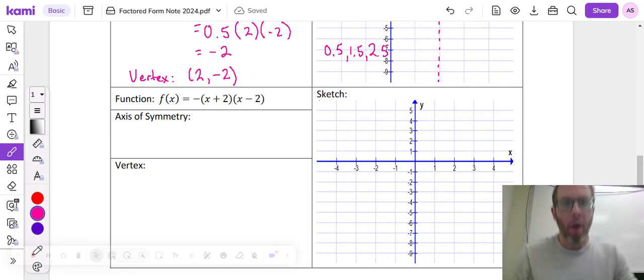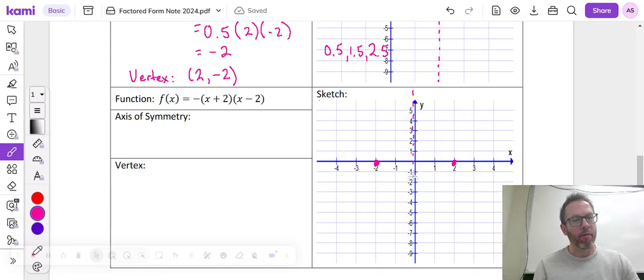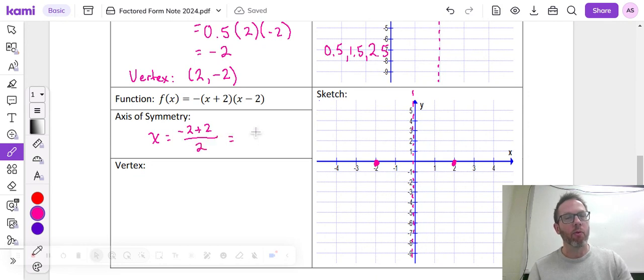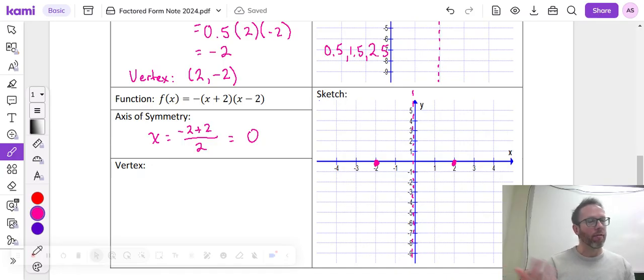All right, I'm going to come along for the ride here. So I can read from my factored form. The x-intercepts are at -2 and +2. I don't really need to do the math here. I can see that the axis of symmetry is 0. That's halfway between those. But if you need to, -2 + 2 divided by 2 is equal to 0. But again, I'm okay if you just write down x equals 0 because you can see that.